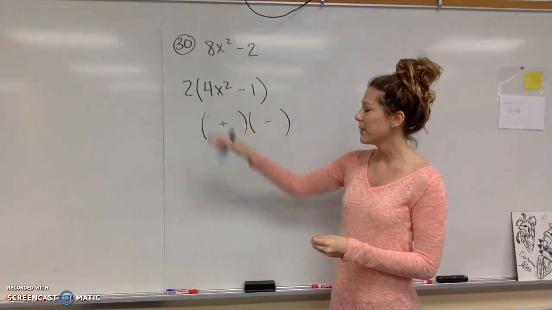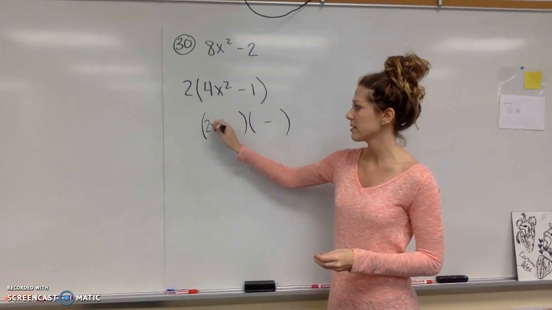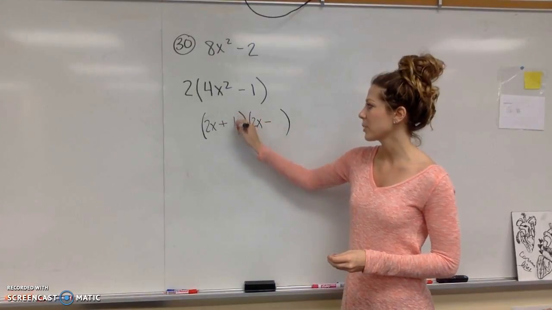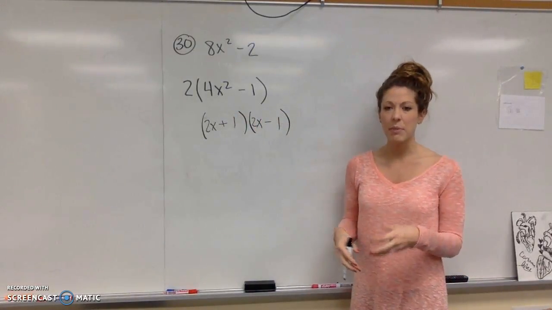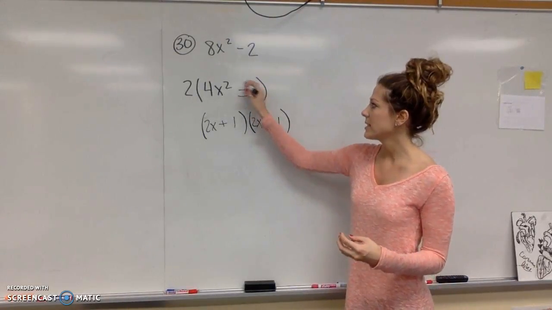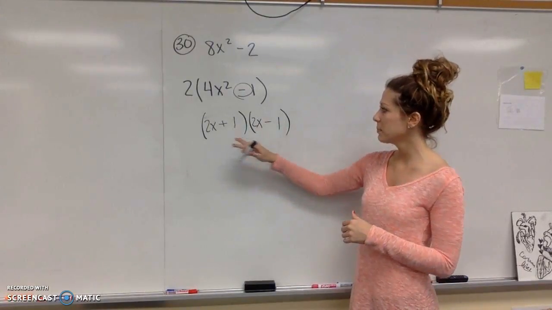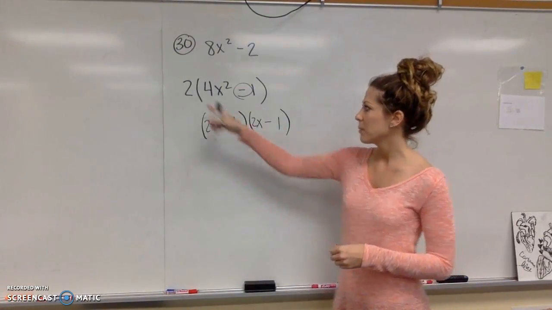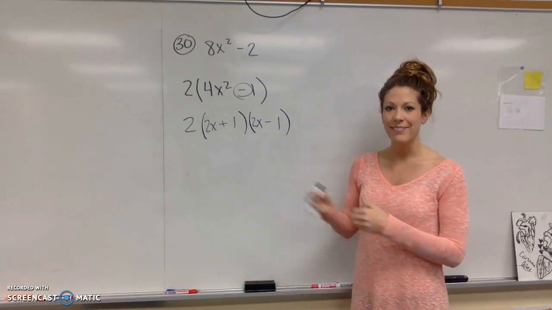So this is a perfect square. The square root of it is 2x. And 1 is a perfect square. The square root is just 1. Another way to think about it, to remember that one sign needs to be positive and one sign needs to be negative, is a minus in the back means you need one of each. So we have 2x plus 1 and 2x minus 1. We keep our greatest common factor out there in front. And final answer.